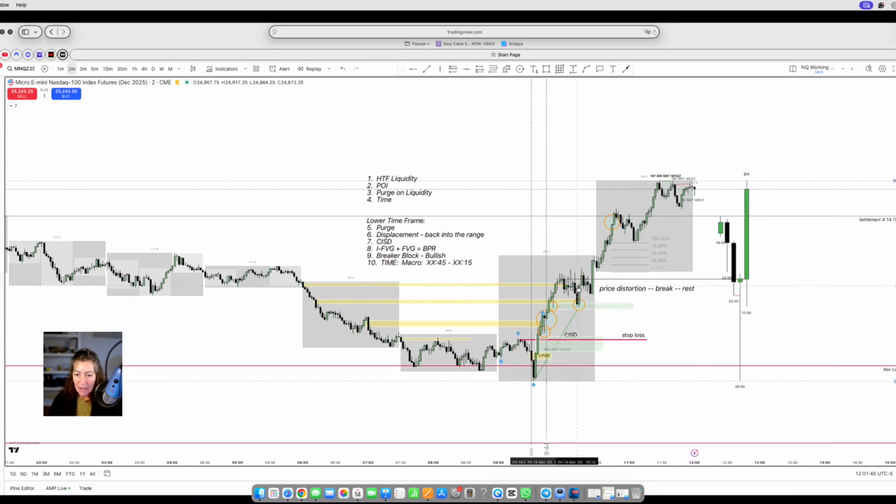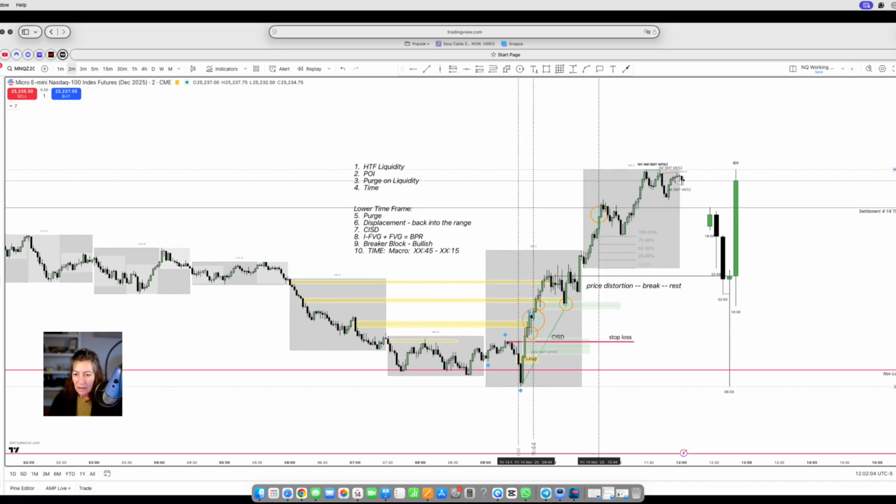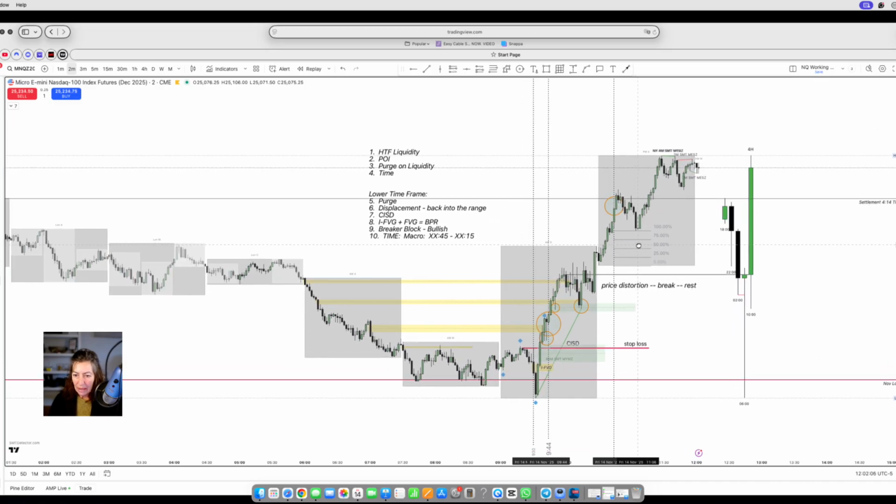So anyway, price distortion, and then let's take a look at where the next macro started, and that would be 10:45. So that's right here. And as you can see, price started to move up very nicely. It took a little bit of a pullback and then continued up and continues to continue up. So that's what price action looked like.